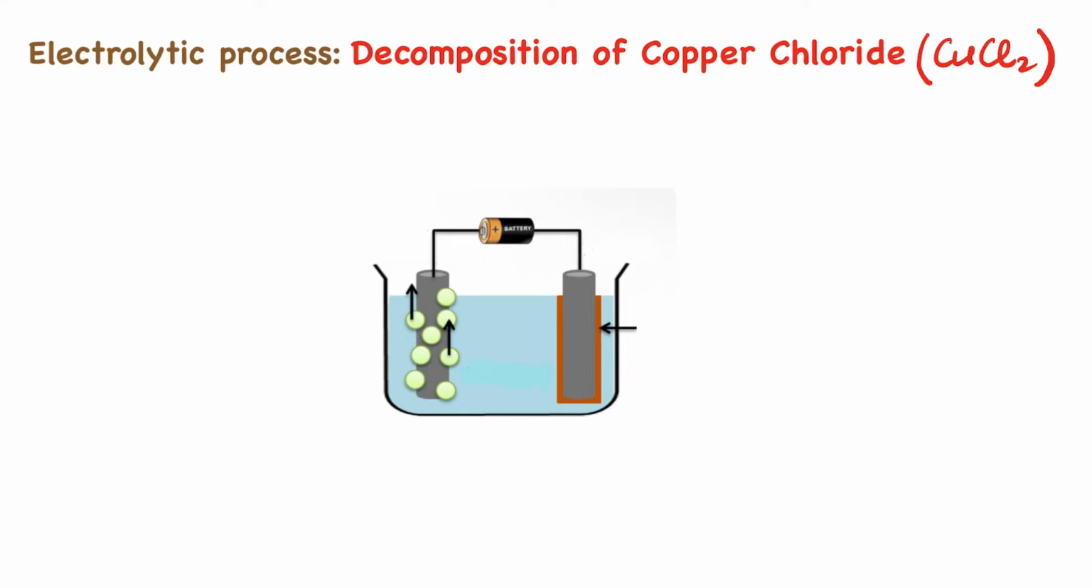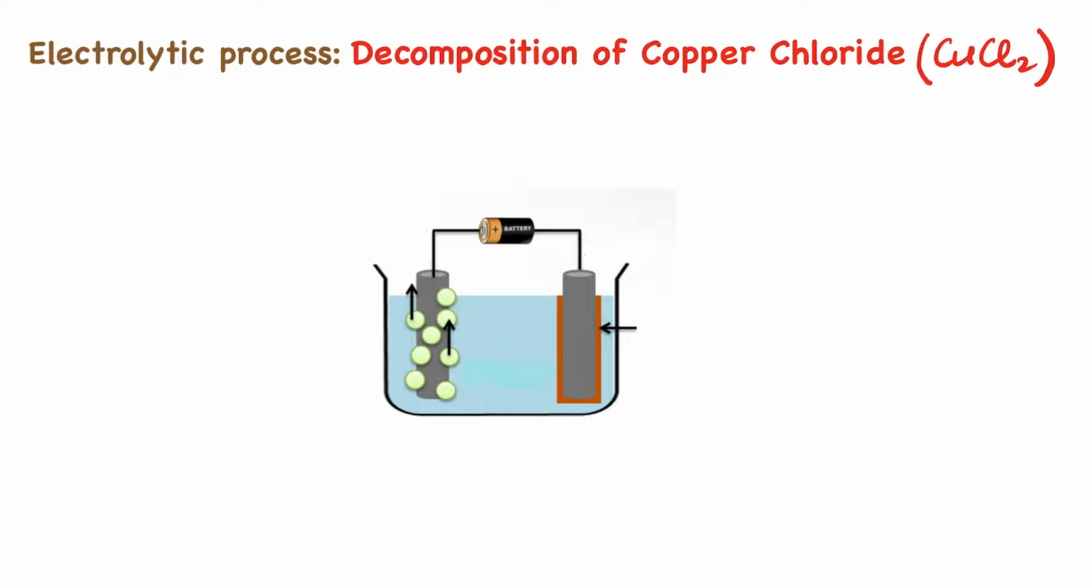Good day, folks. Let's look at the electrolytic process, which is called decomposition of copper chloride. The decomposition of copper chloride means we're splitting it into its elements using energy. Here in this solution, we have copper chloride dissolved in water, and we're splitting it using the energy, right? So what is happening here?